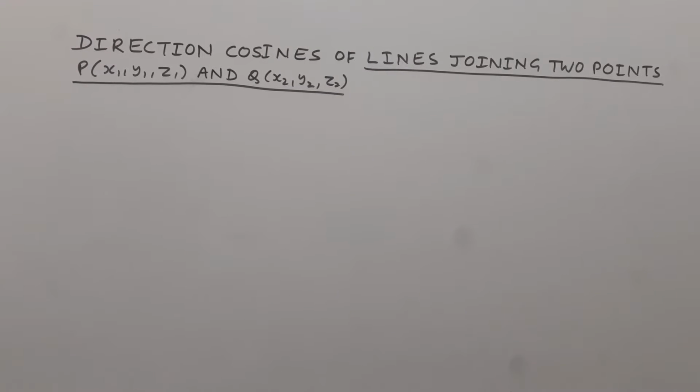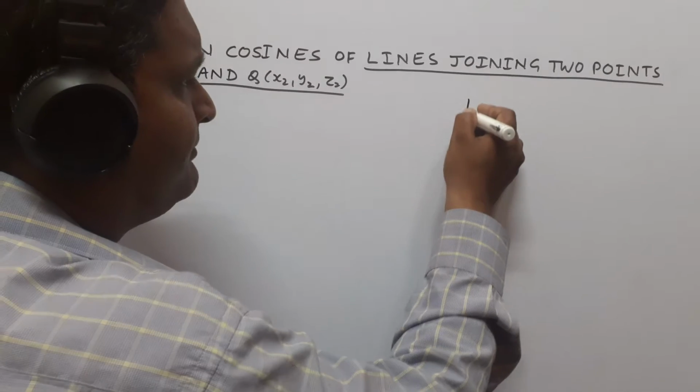Now we learn about direction cosines of the line joining two points P(x1, y1, z1) and Q(x2, y2, z2). अब हम एक लाइन का डायरेक्शन कोसाइन फाइंड करेंगे जो लाइन टू पॉइंट P और Q से पास हो रही है, जिसके कोऑर्डिनेट्स x1 y1 z1 and x2 y2 z2. So first we draw here the axes.